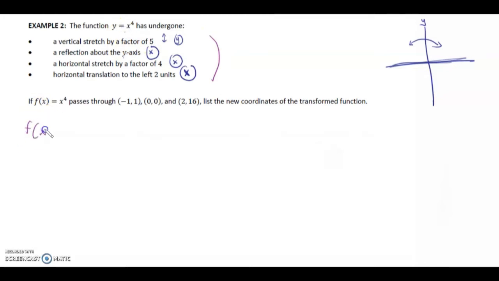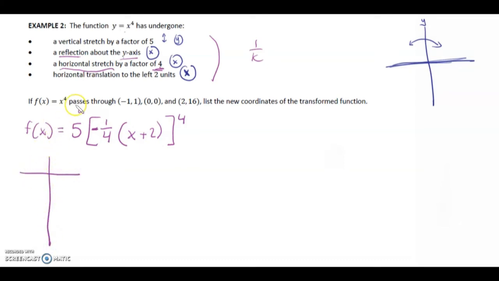So f at x equals vertical stretch first, that's the a value. And then since it's a horizontal stretch by a factor of 4, it's actually 1 over k. So this is going to be 1 over 4. But there's also a reflection in the y-axis, so that's negative 1 over 4. Horizontal translation, left 2 units, so this is going to be x plus 2. And then this is going to be to the exponent 4. So we're not going to simplify this one.